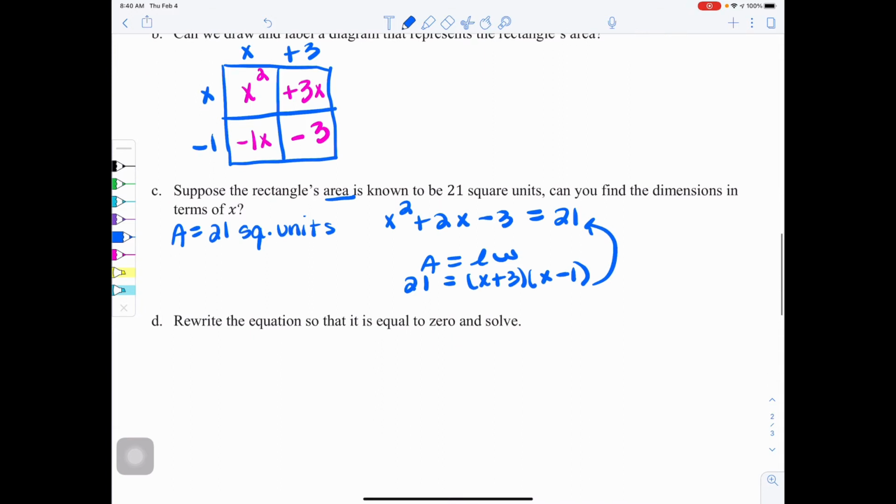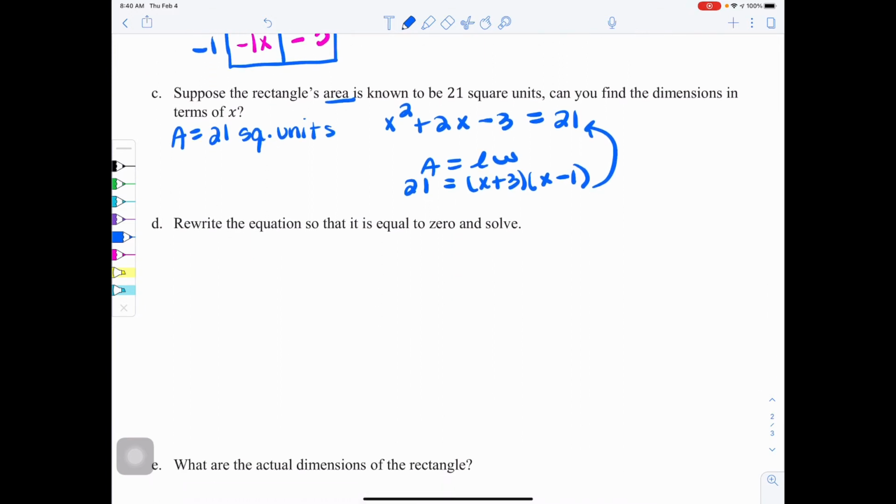So in D, rewrite the equation so that it is equal to 0 and solve it. So we're going to take our equation, x squared plus 2x minus 3 equals 21. And of course, instead of that order, you could have 21 equals x squared plus 2x minus 3. It doesn't matter. And we need to make sure that this is set equal to 0 so that we can factor and solve.